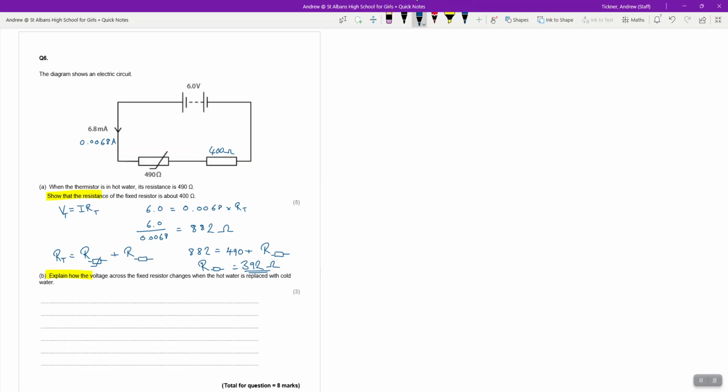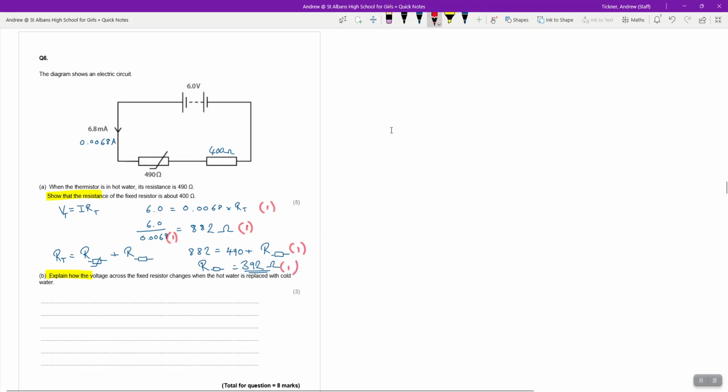So what are we getting marks for? We're getting marks for recognizing that we're going to use V equals IR. We're going to get a mark for getting our total resistance, a mark for conversion from milliamps to amps, a mark for recognizing the resistances are the sum of the two, and a mark for therefore working out the answer is 392.